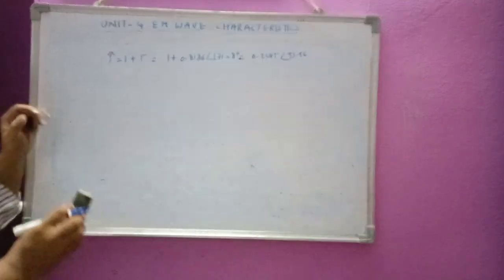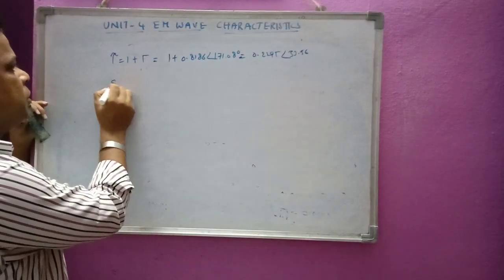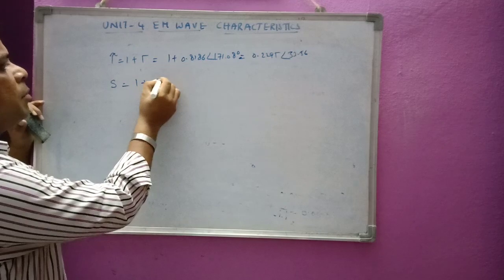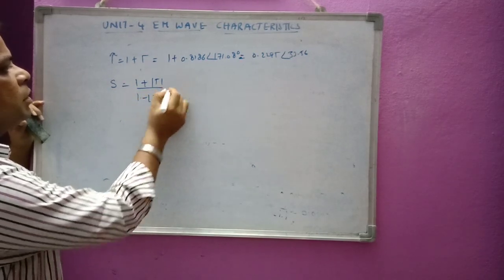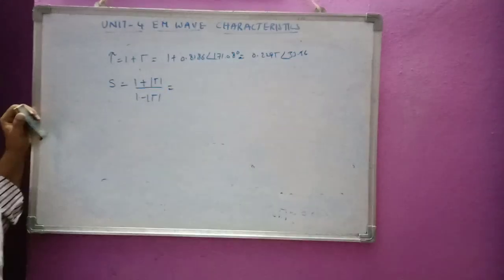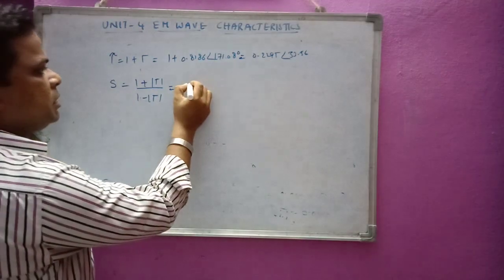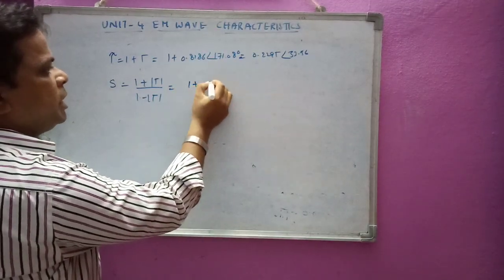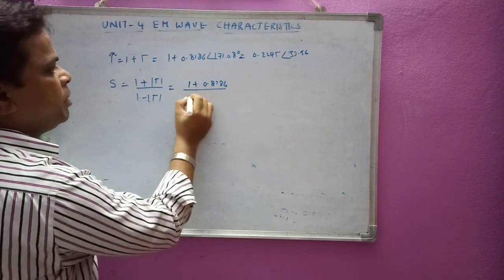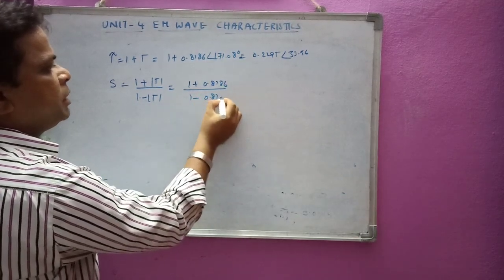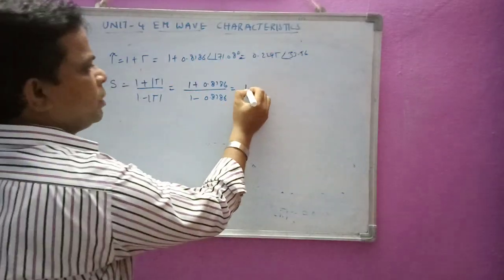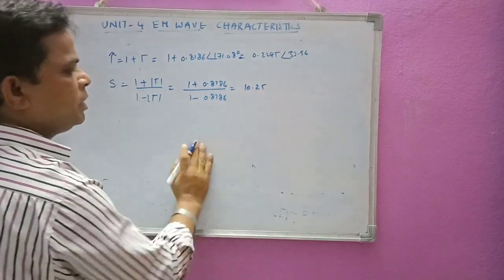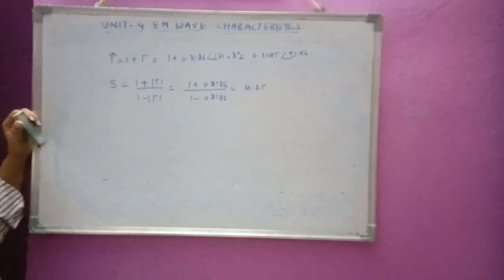Now after that we can calculate the value of standing wave ratio here, that is 1 plus mod gamma by 1 minus mod gamma. Mod gamma we have got as 0.8186 here, 1 plus 0.8186 by 1 minus 0.8186. So this will be giving me the value as 10.25. So that is the first question.